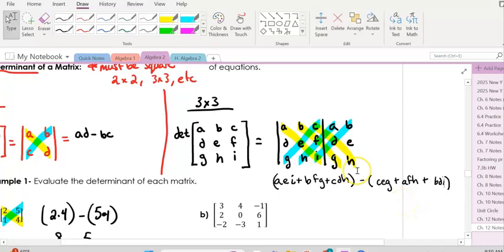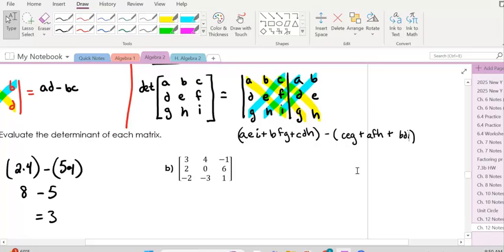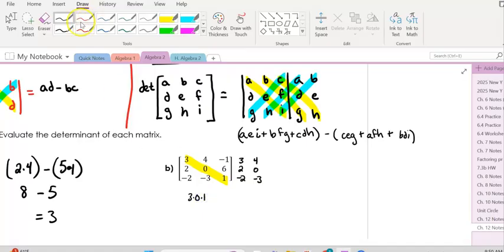I think it makes more sense once we get down here and actually do it with a matrix. I'll be honest, I don't typically rewrite them just to get the determinant bars on the side. I just go straight from where I'm at here. So I'm going to repeat my first column and then my second column. Now I'm going to multiply 3 times 0 times 1. And we're going to multiply 4 times 6 times negative 2.